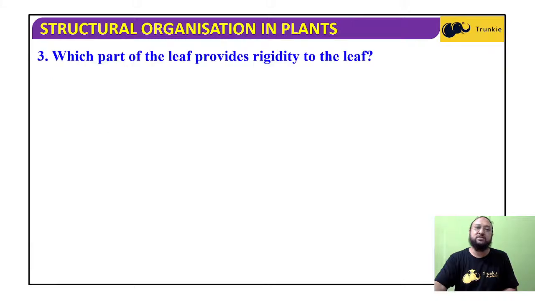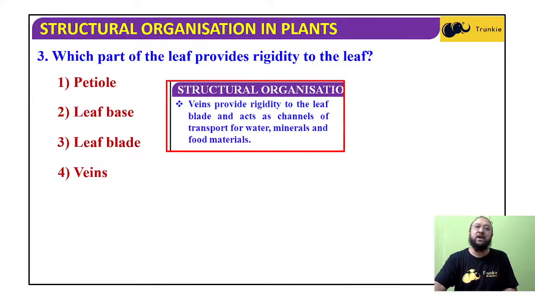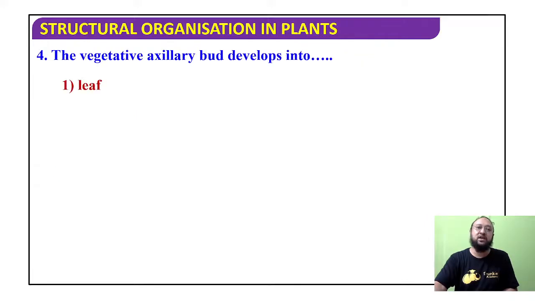Okay, this kind of question: which part of the leaf provides rigidity to the leaf, petiole, or leaf base, or leaf blade, or veins? It is the veins that provide rigidity. The veins provide rigidity to the leaf blade and act as a channel for transport of minerals, water, and food materials. Okay, so veins provide the rigidity.